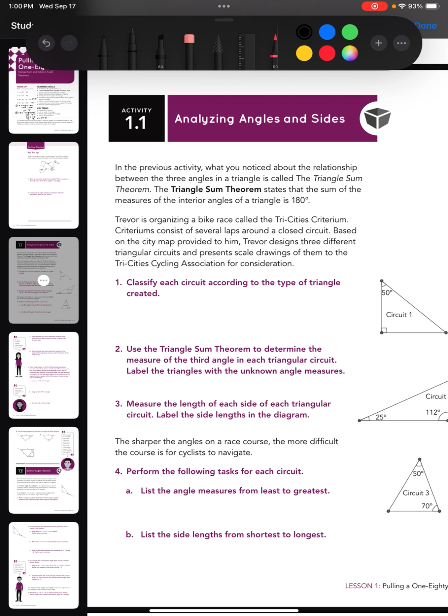Like it mentions in that activity that we'll do in class, you notice the relationship between three angles of a triangle. It's called the triangle sum theorem. That theorem states that all angles of a triangle add up to be 180. The sum of those angles add up to be 180.